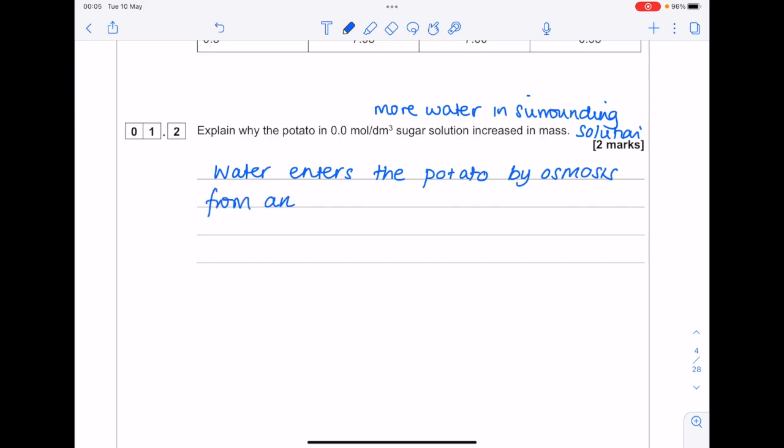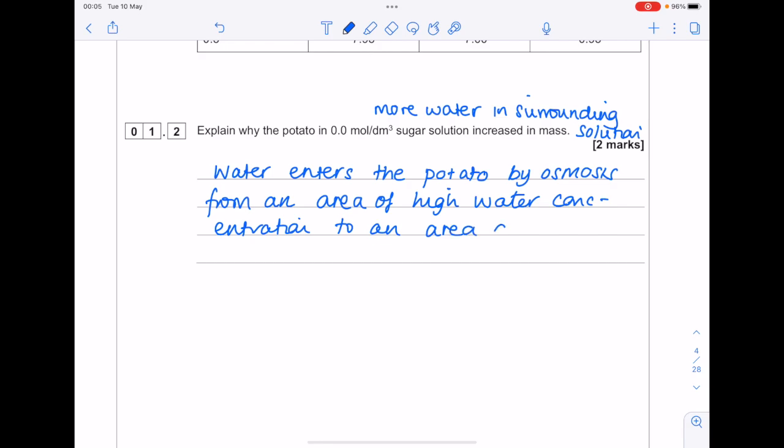from an area. Remember your definition of osmosis. So from an area of high water concentration to an area of low water concentration, and just point out where those things are. The low water concentration, in this case, is inside the potato.